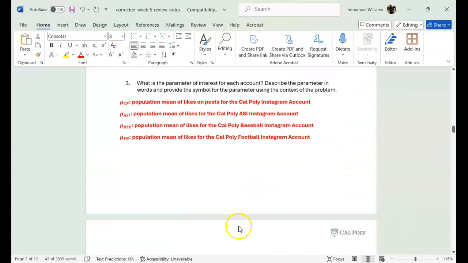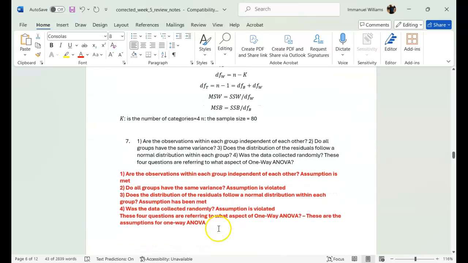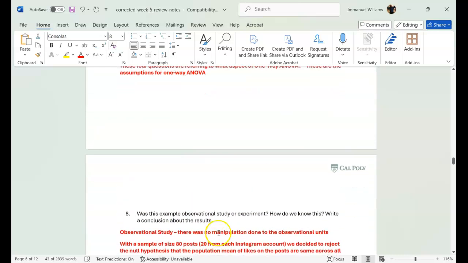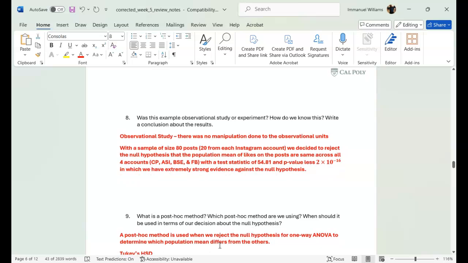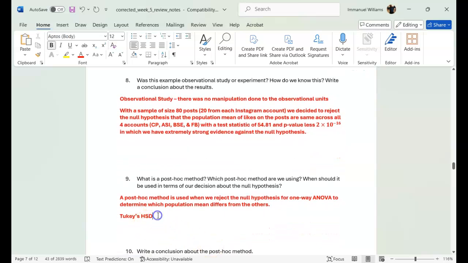So let's write out a conclusion. I think that's what question 9 is going to be, or related to question 8. Question 9. All right, so what is a post hoc method? Post hoc method is done after one-way ANOVA, after you reject the null hypothesis for one-way ANOVA. Which post hoc method are we using? The Tukey's HSD. When should it be used in terms of our decision about the null hypothesis? It's only when we reject the null hypothesis. Only when we reject H0.